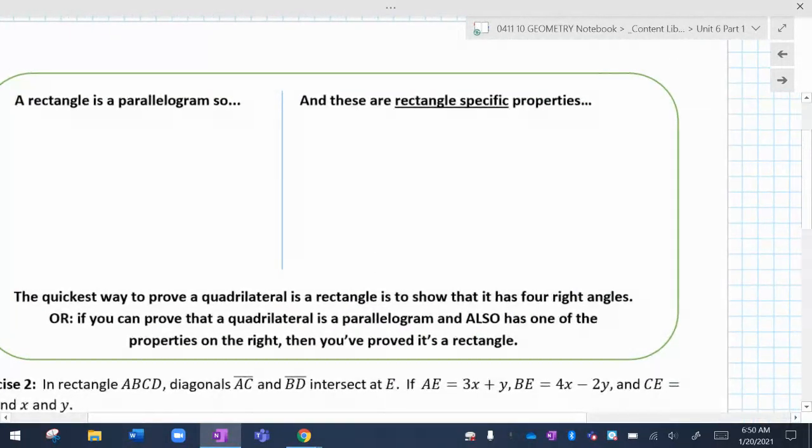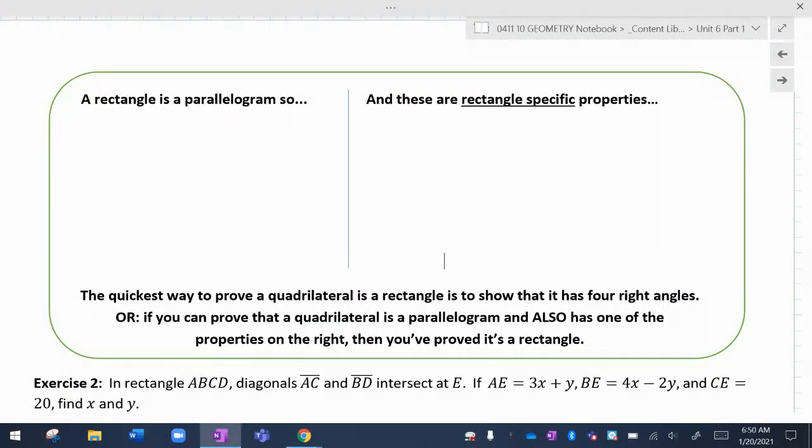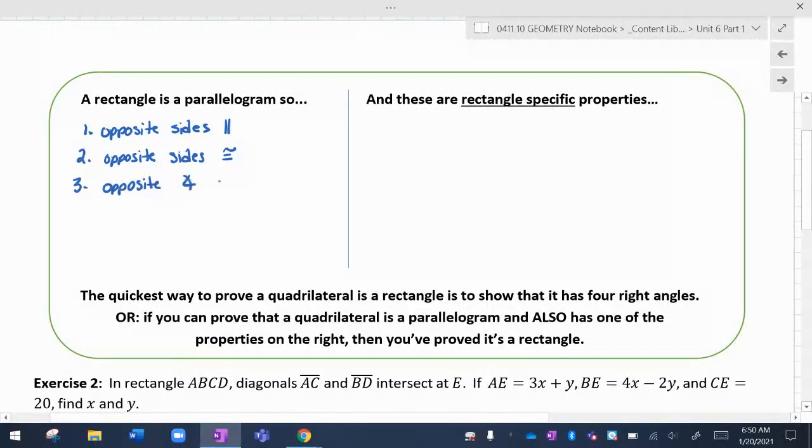So let's fill in some blanks here. A rectangle is a parallelogram, so there are 5 properties of parallelograms that you always need to remember. Property 1, opposite sides are parallel. Number 2, opposite sides are congruent. Number 3, opposite angles are congruent. Number 4, diagonals bisect each other.